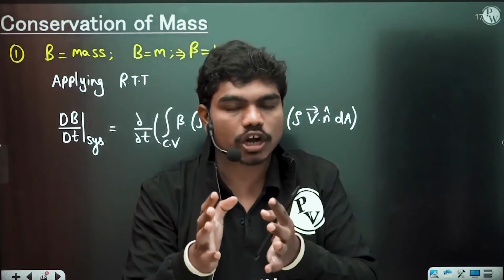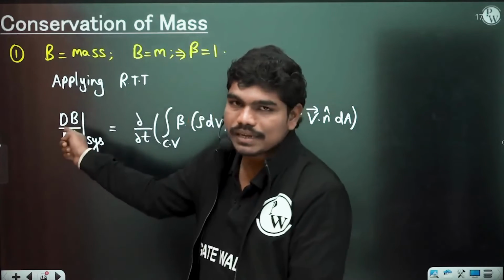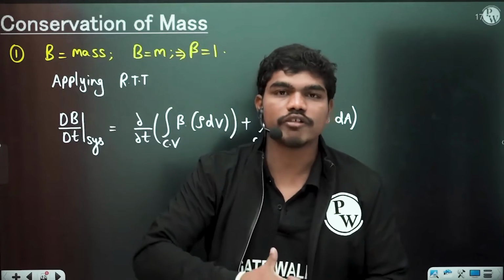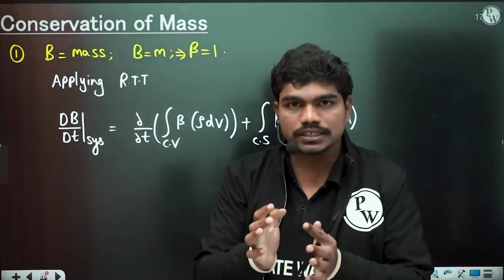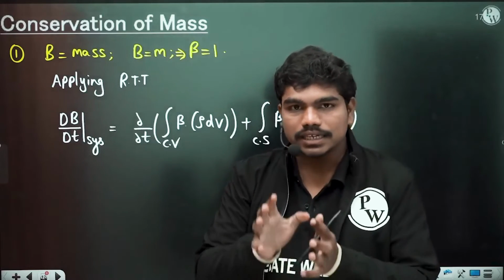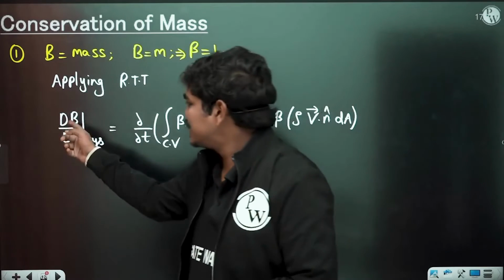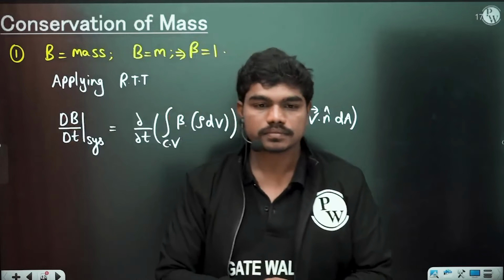So when the system is not changing, what is the rate of change of mass of the system? If I take B as mass, my system is the mass which is actually available, correct? So please tell me, what is this dB by dt of the system? Any idea?